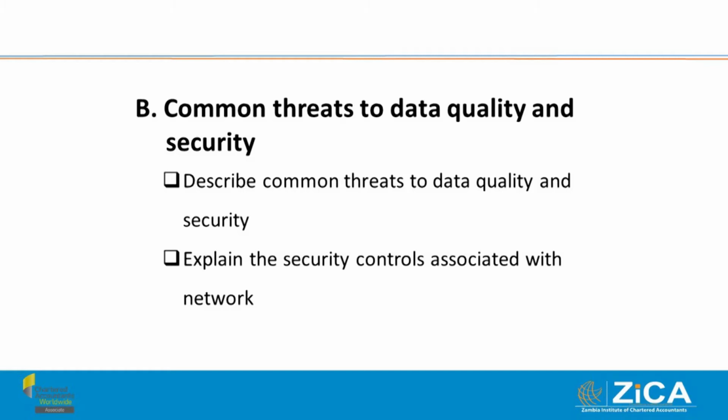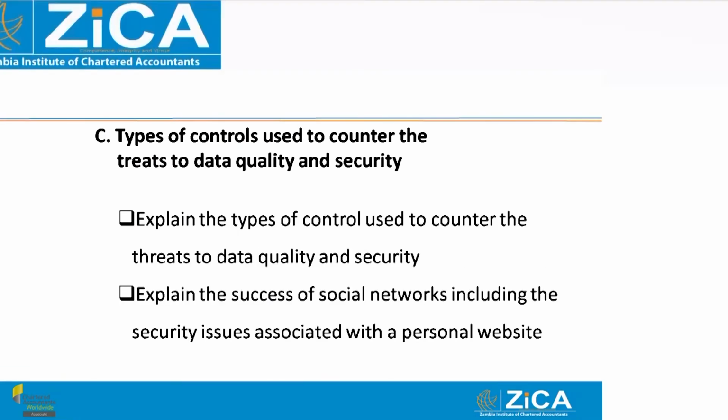Explain the security controls associated with networks. Then the types of controls used to counter the threats to data quality and security. Explain the types of control used to counter the threats to data quality and security. Explain the success of social networks, including the security issues associated with a personal website.